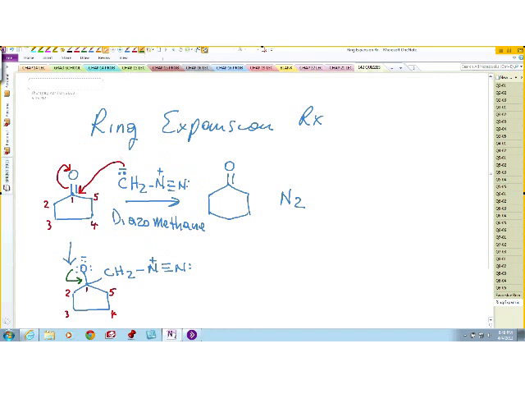Okay, so now we have the bond between 1 and 5 will break, and then in so doing attach this carbon here, and that is how you get the ring expansion. Okay, and then this will leave the pair of electrons, and so you form nitrogen. So really it's a very neat reaction.